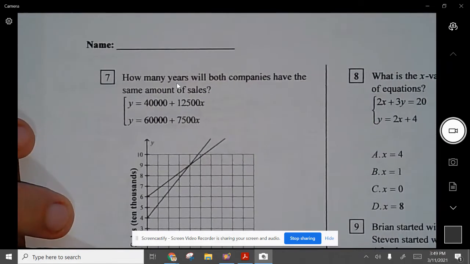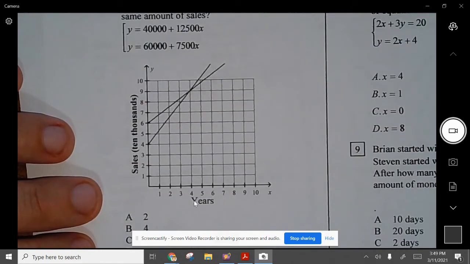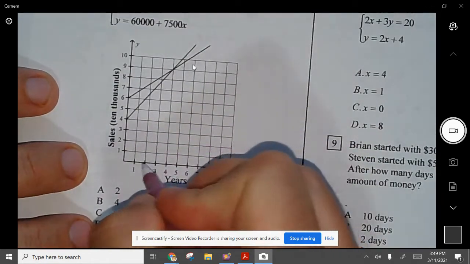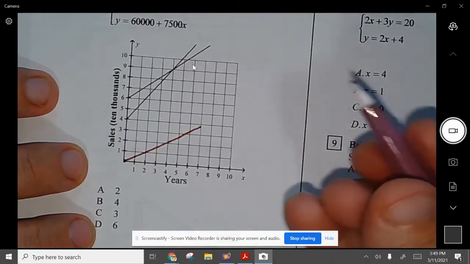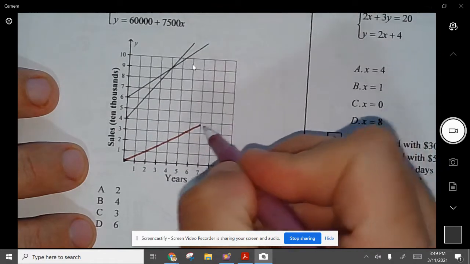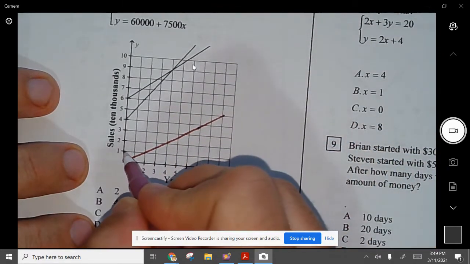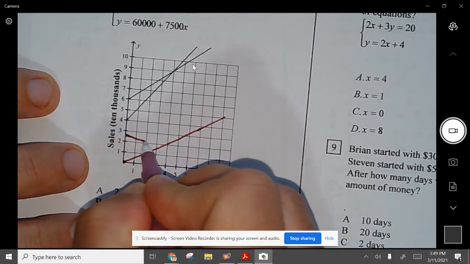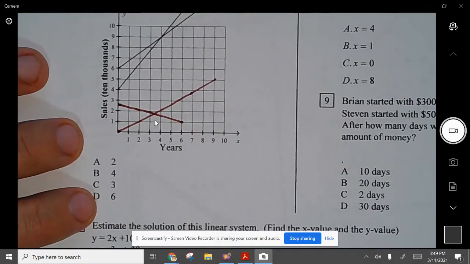How many years? It says how many years will both companies have the same amount of sales? Here's the sales, but it's asking how many years. Where will it have the same amount of sales? Right there. All right. What if, though, let me just imagine there's one here. I'm going to draw a straight line as best I can. And then what if there was another company that was, let's say, not doing so great, and how many years would you say this had the same amount?